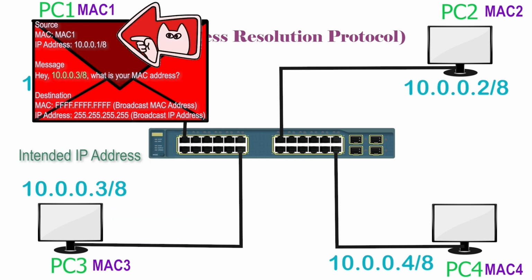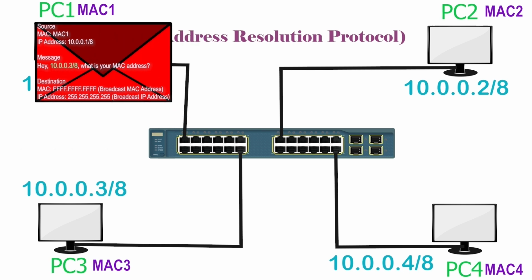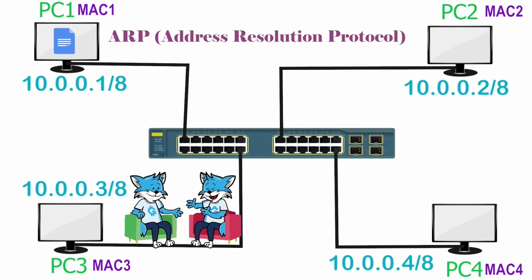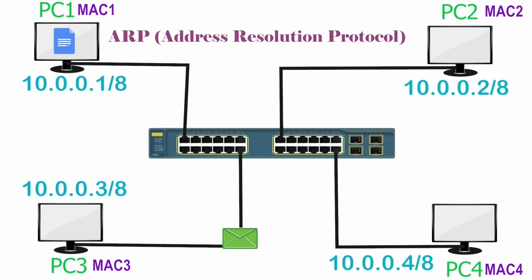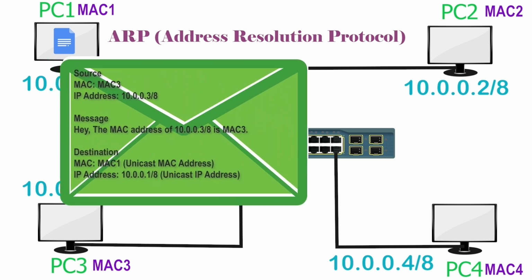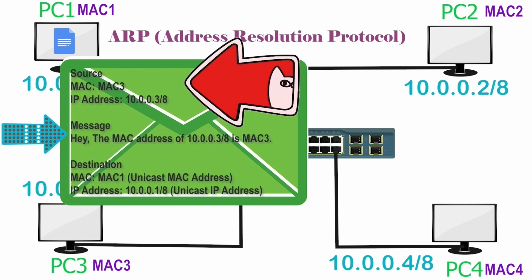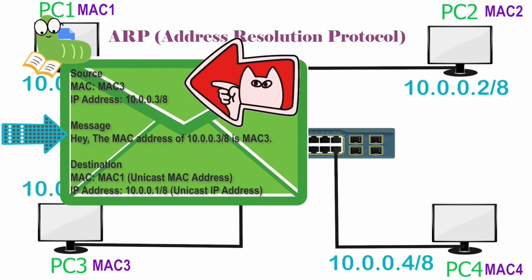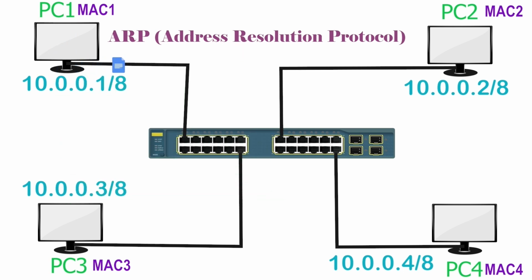Since this message also includes PC1's MAC and IP addresses, PC3 does not need a broadcast message to reply. It can send a direct message to PC1. A direct message is known as a unicast message. PC3 sends a unicast reply message to PC1. The reply message includes PC3's MAC address. PC1 learns PC3's MAC address from the reply message. After learning PC3's MAC address, it sends the file directly to PC3 using a unicast message.